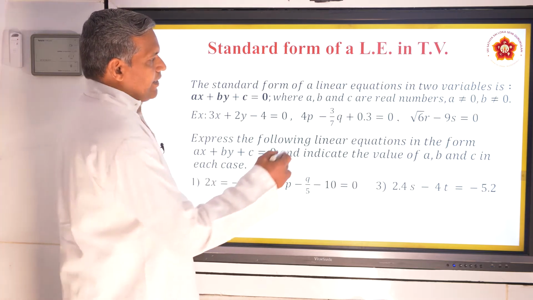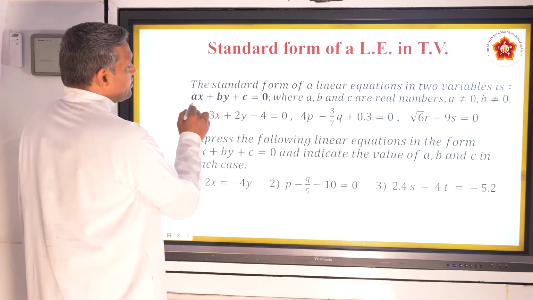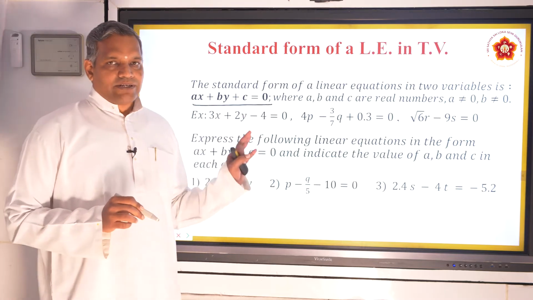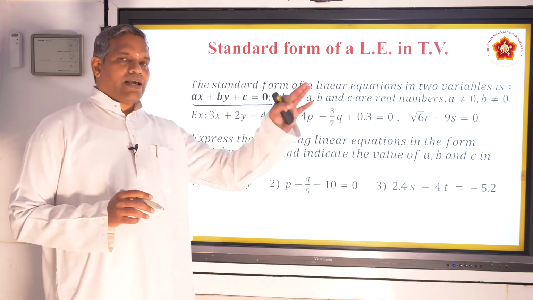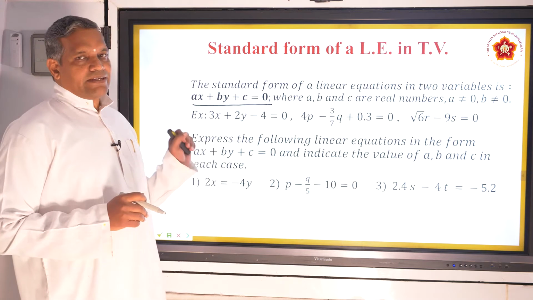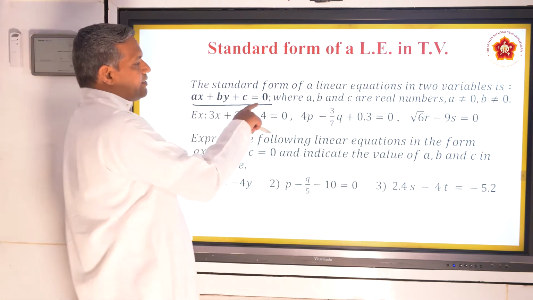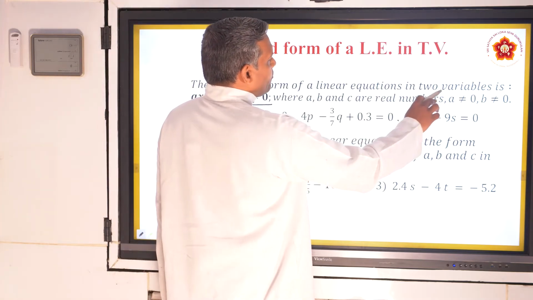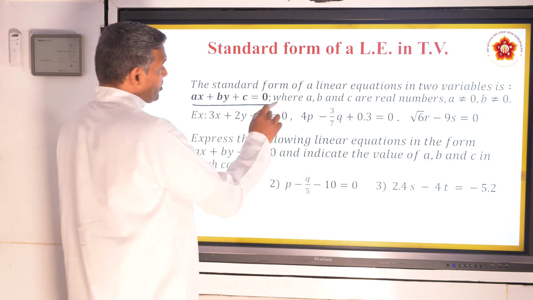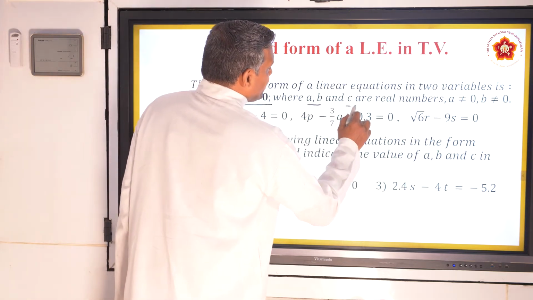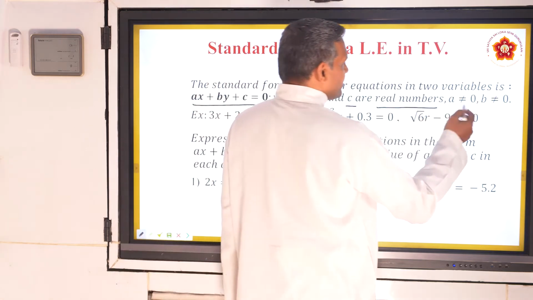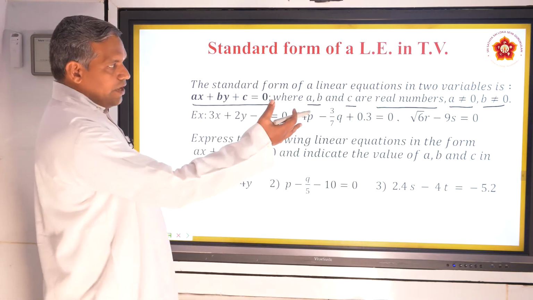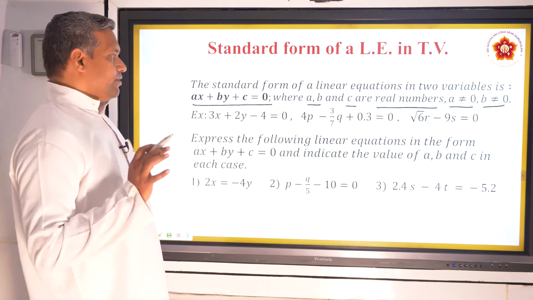Standard form. I already gave you this form in a previous slide. So what is the name of this form? This itself is called standard form. Anything you take in math will have its own standard form. Let me read out the statement. The standard form of a linear equation in two variables is ax plus by plus c equals 0, where a, b and c are real numbers, and it comes with a condition: a is not 0, b is not 0.